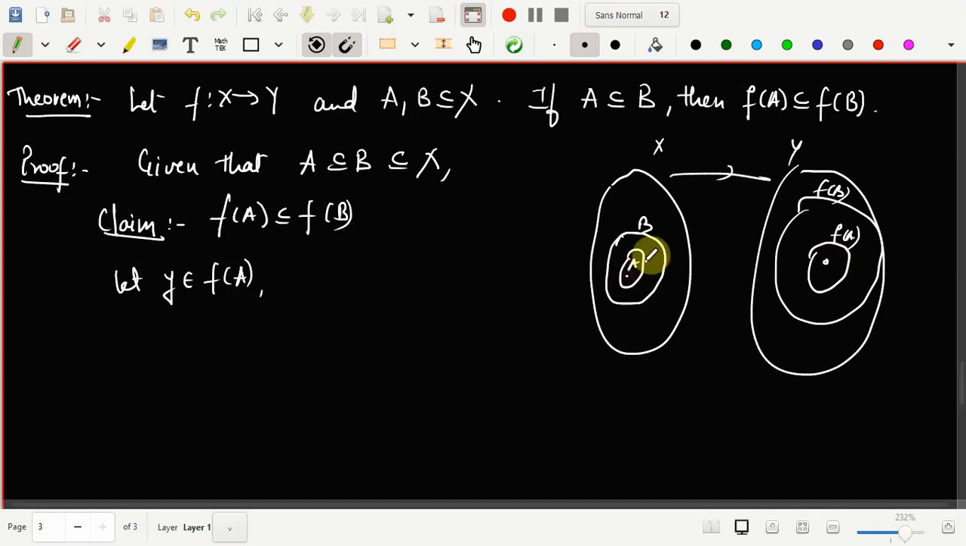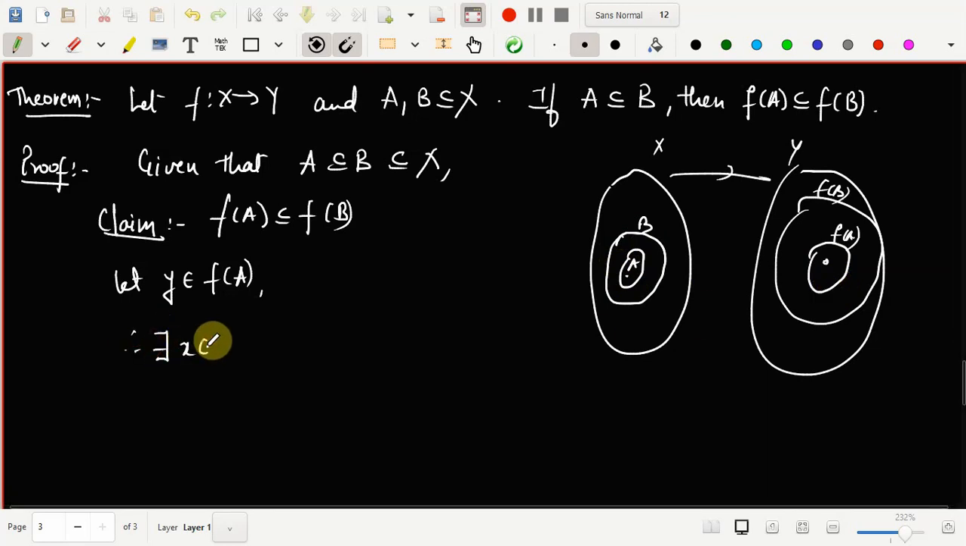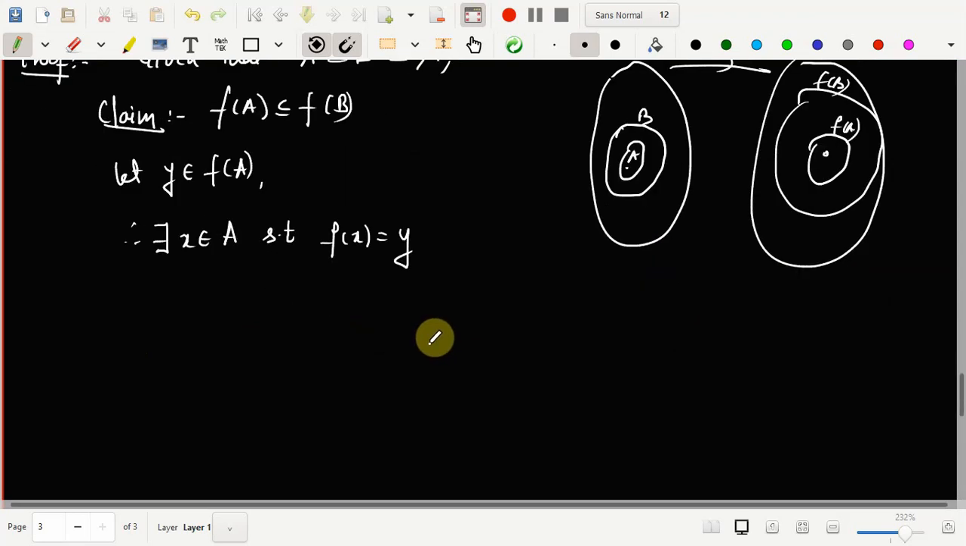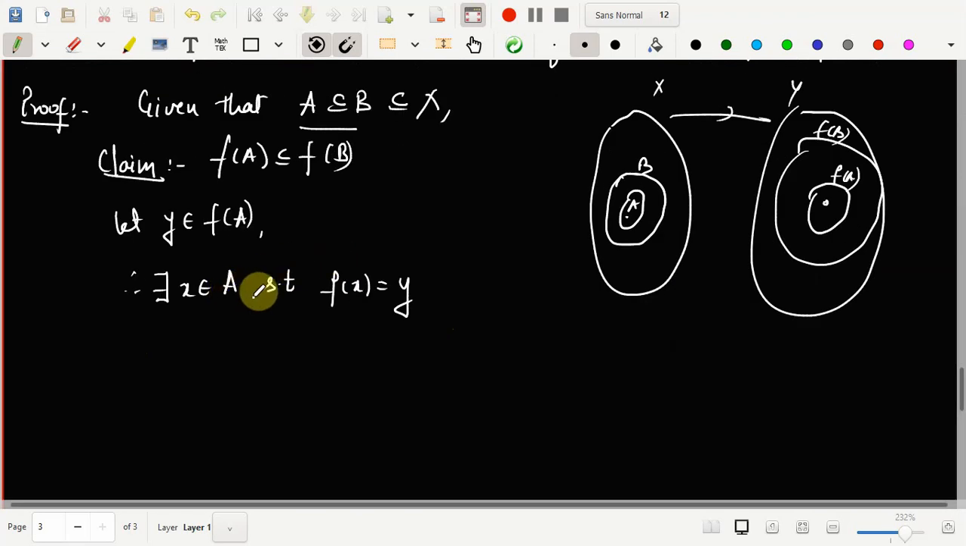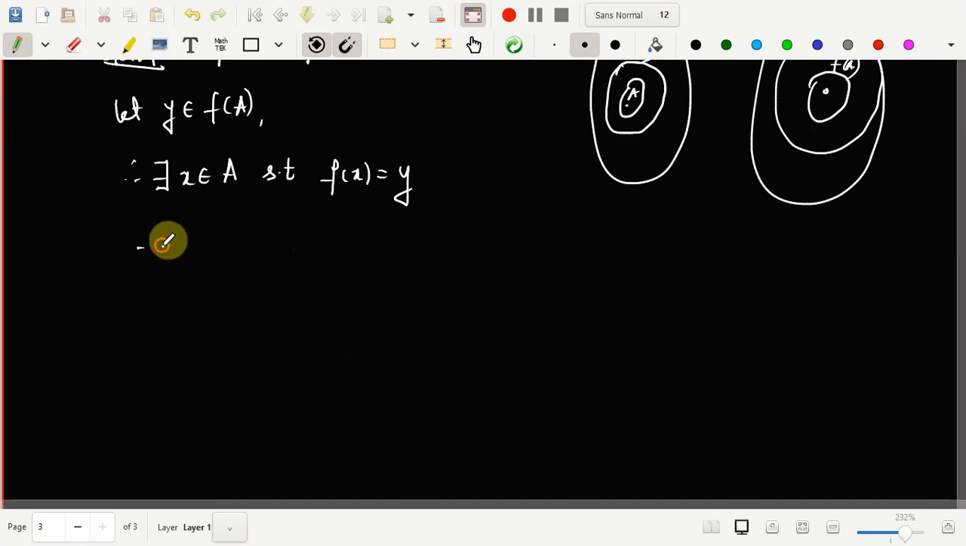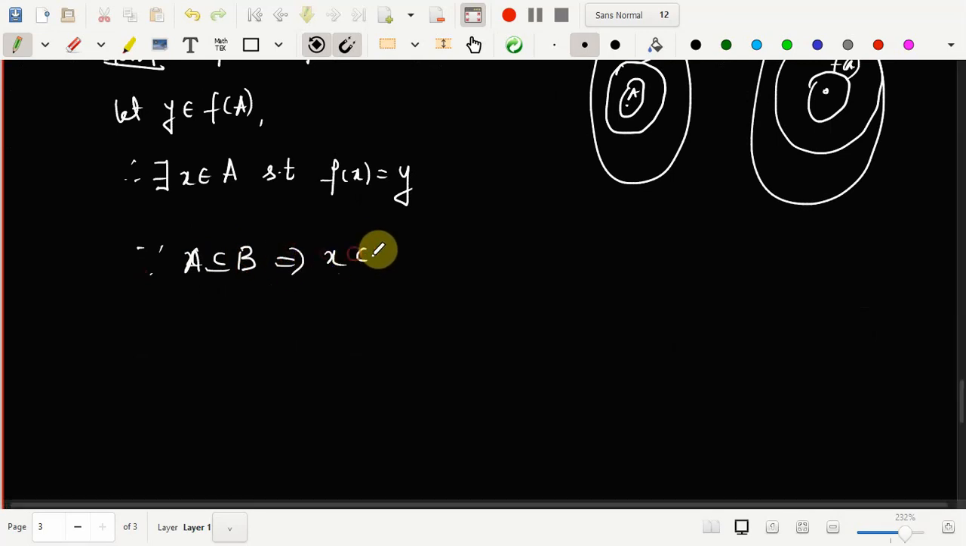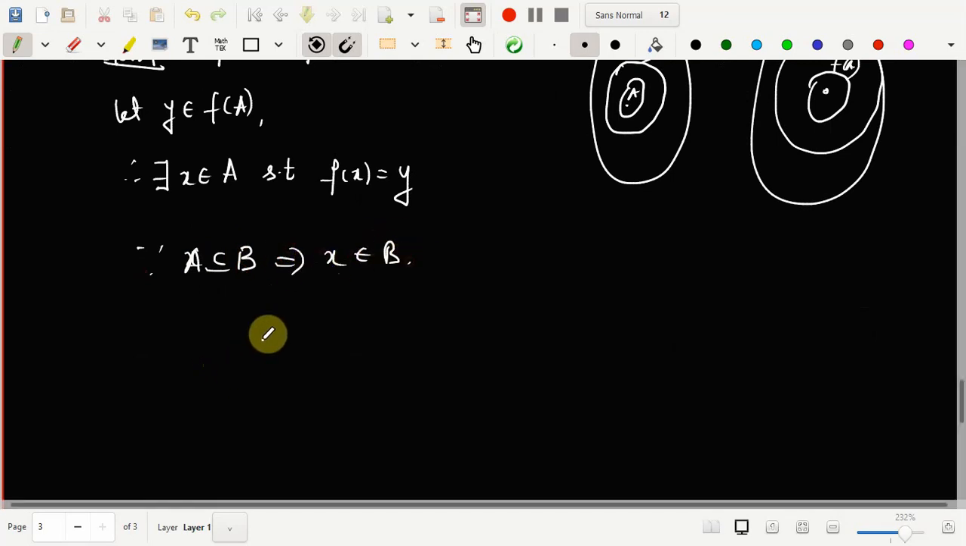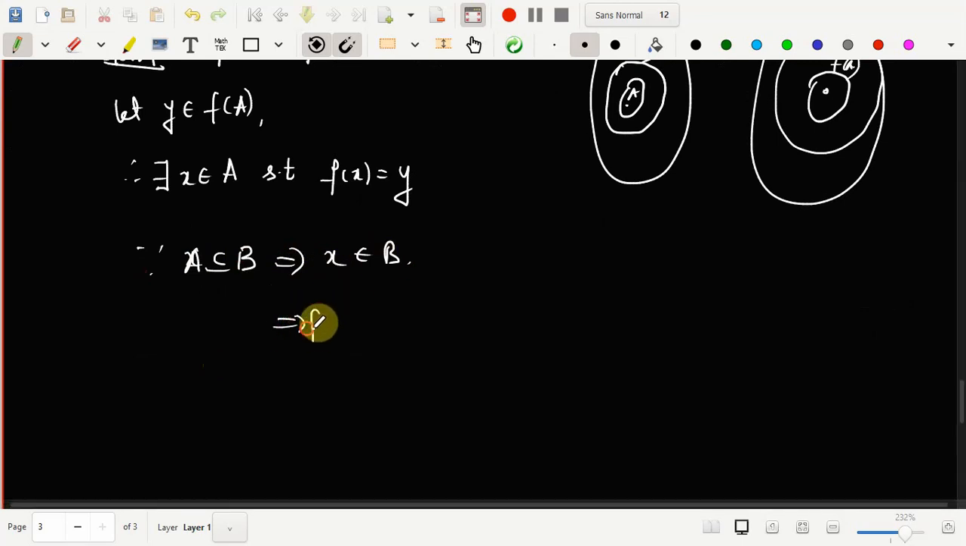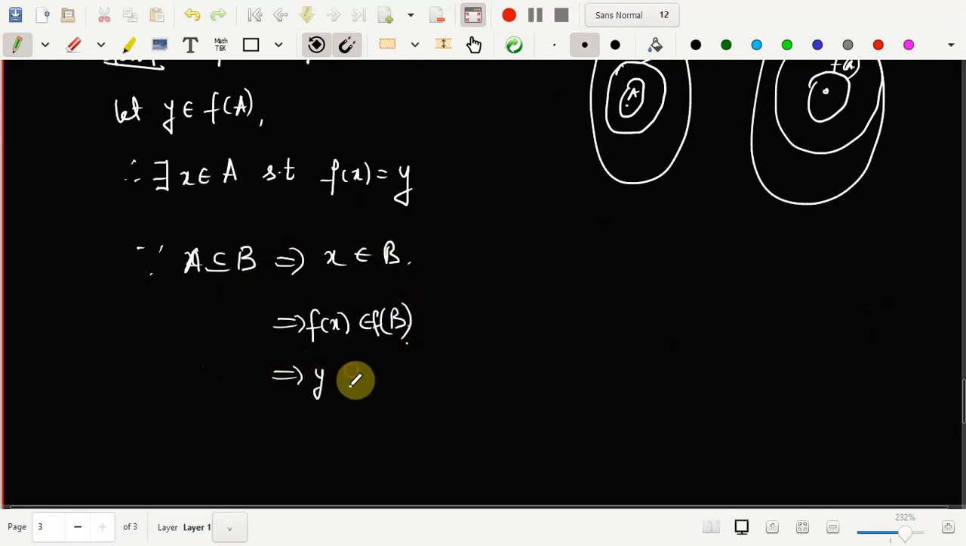There exists a point x in A such that x is the pre-image of this y. Therefore, there exists x in A such that f of x is equal to y, or y is equal to f of x. Now, you know that A is a subset of B, so if x belongs to A, x also belongs to B. So since A is a subset of B, this implies that x also belongs to B. And so if x belongs to B, f of x will belong to f of B. That is the same as saying y belongs to f of B.